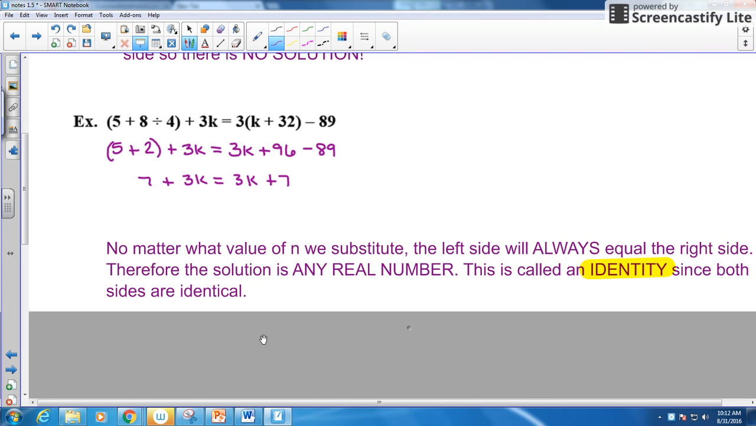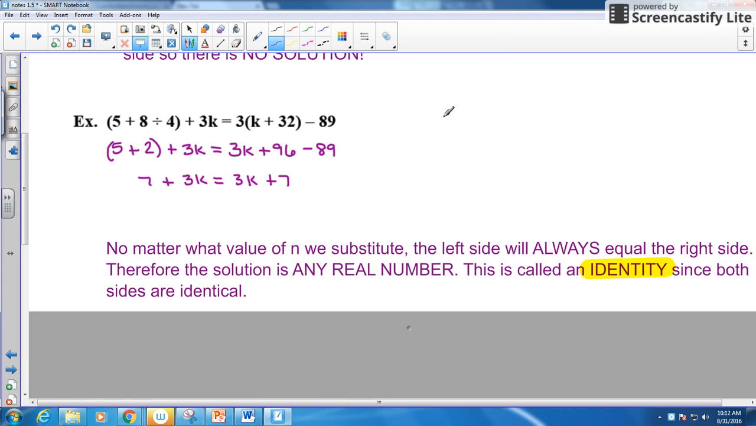And this has a special name. This is called an identity, since both sides of the equation are identical. I don't know if that's really the mathematical reason why it's called an identity, but that's what helps me remember what an identity is, because both sides are identical.